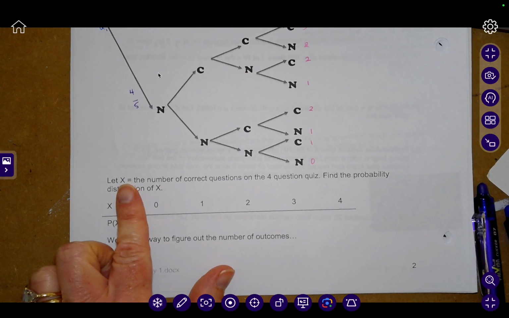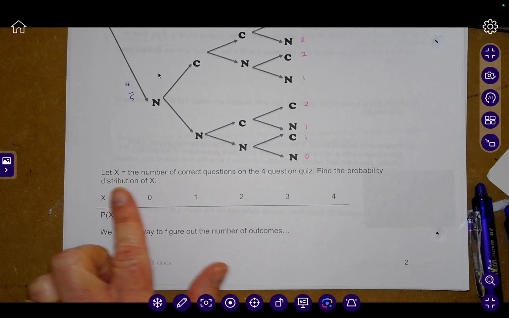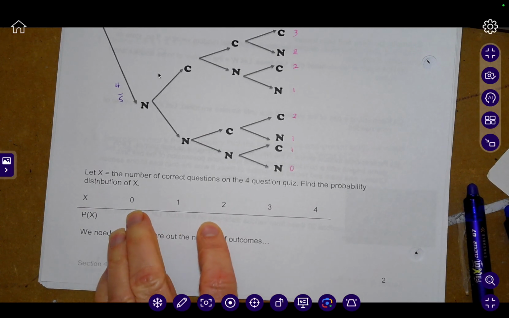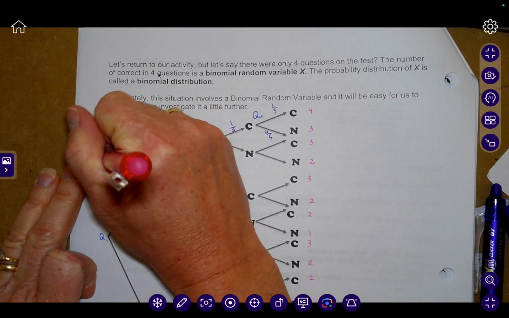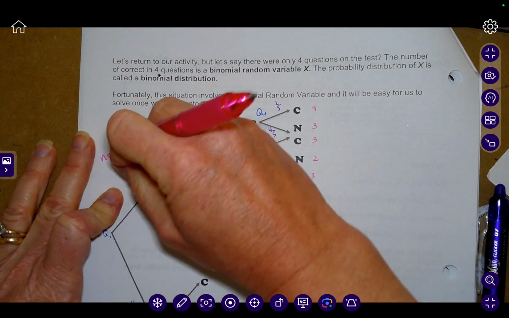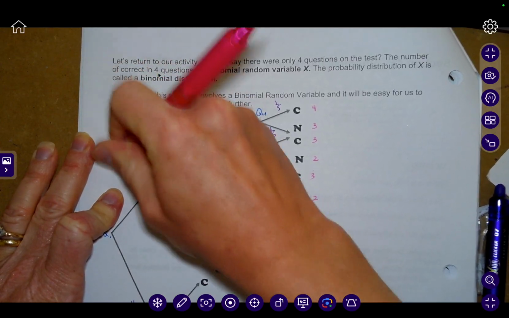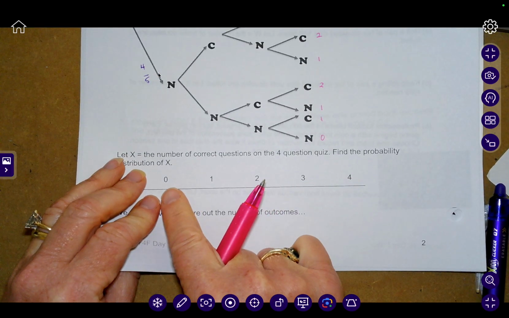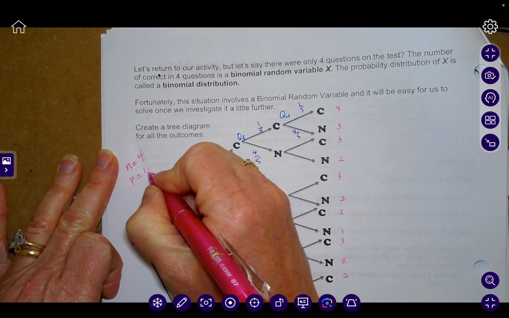So if I make X be the number of correct questions on a 4-question quiz, then X could be 0 through 4. So again, if this is the binomial, n is equal to 4, because I have 4 questions, that's how many trials. So the binomial random variable can take the values of 0 up to your number of trials. My probability of success is 1/5.